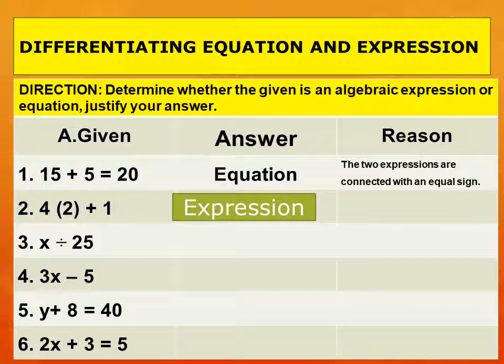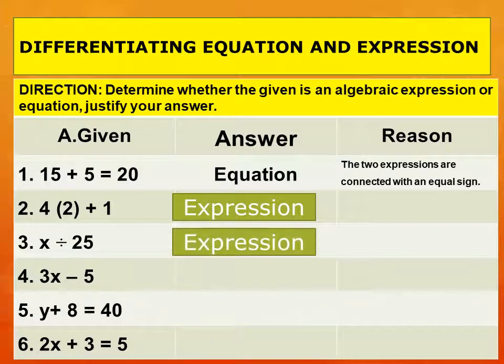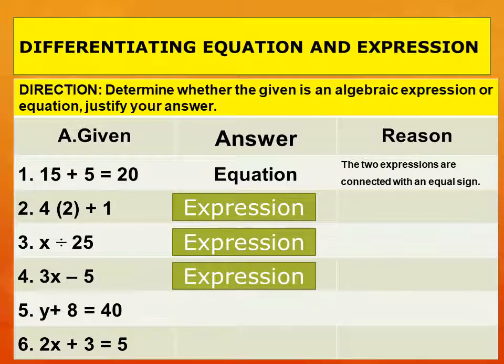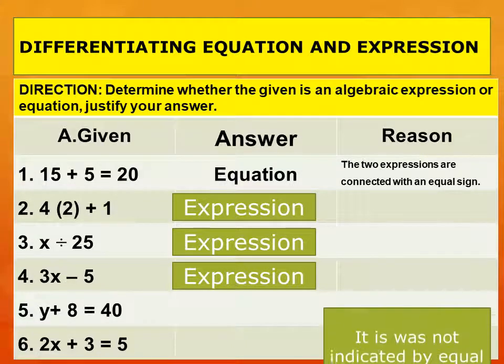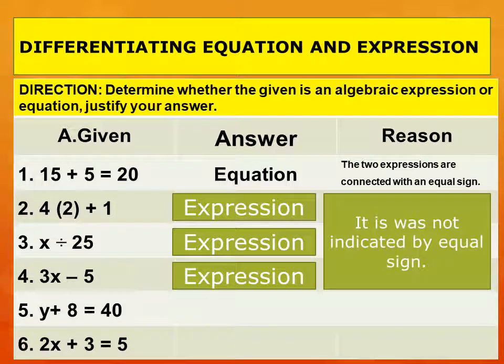Number 3, that is another expression: x divided by 25. Number 4, another expression: 3x minus 5. Why is our answer expression? Because it was not indicated by an equal sign.